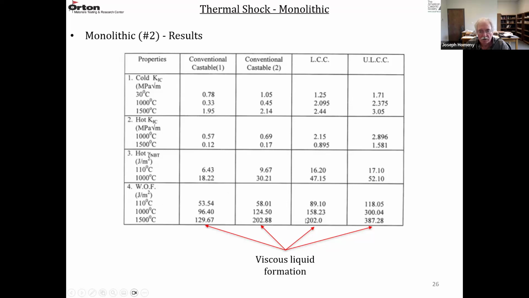And then the work of fracture is highest for the ultra low cement castable, and it goes up as you increase the firing or sintering temperatures. So at the sintering temperatures, you probably are forming some viscous liquid at the higher temperature of 1,500 degrees C, making a stronger material, and the work of fracture is increasing, but especially for the ultra low cement castable, it's the highest.